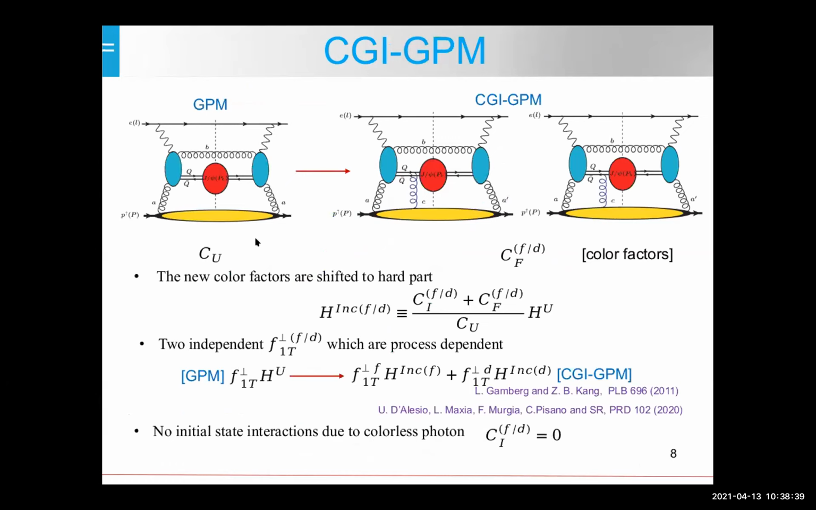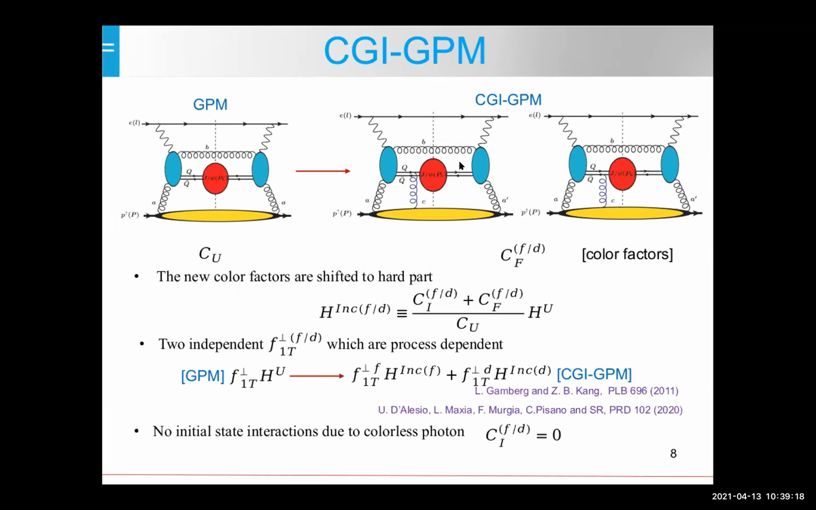Moreover, we consider two models. One is the generalized parton model, and the other one is the color gauge invariant GPM model for the TMDs. In the GPM, we do not consider any final or initial state interactions, and the corresponding color factor for those Feynman diagrams in GPM is denoted with C subscript U, and its corresponding hard part is denoted with H superscript U. Now we switch on the interactions. Due to the colorless nature of the photon, we do not have any initial state interactions. We consider the single eikonal gluon approximation. This eikonal gluon is attached to the final heavy charm and anti-charm quark pair as shown in these Feynman diagrams.